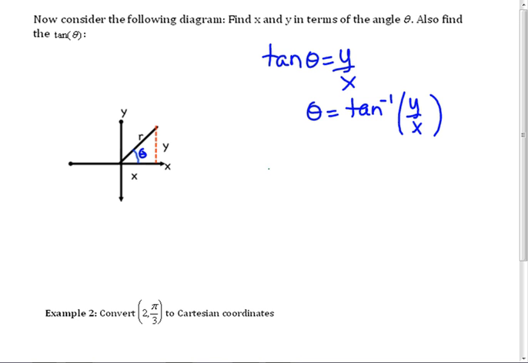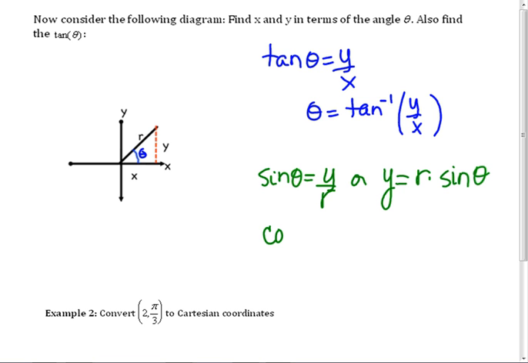What is the sine of theta, looking at my picture? Y over r. Or y is equal to r times the sine of theta. This is old trig, right? And the cosine of theta equals x over r, or x equals r cosine theta.